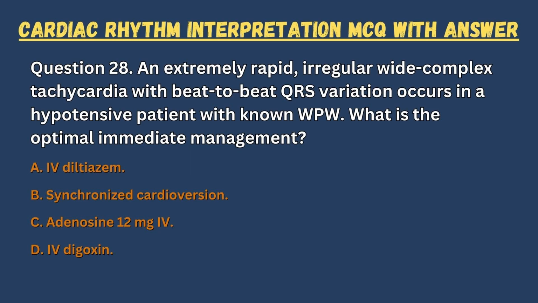Question 28. An extremely rapid, irregular wide complex tachycardia with beat-to-beat QRS variation occurs in a hypotensive patient with known WPW. What is the optimal immediate management? A. IV diltiazem. B. Synchronized cardioversion. C. Adenosine 12 mg IV. D. IV digoxin.